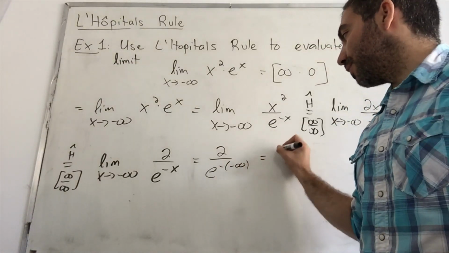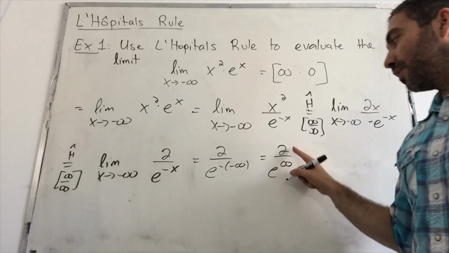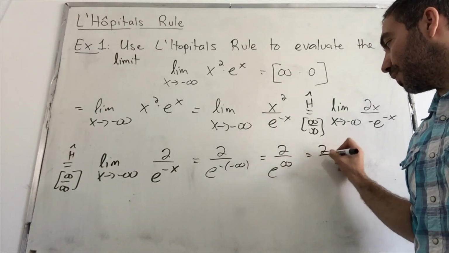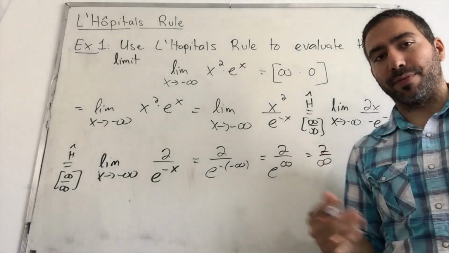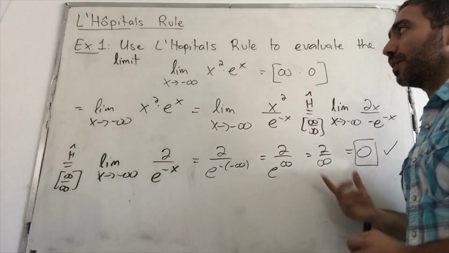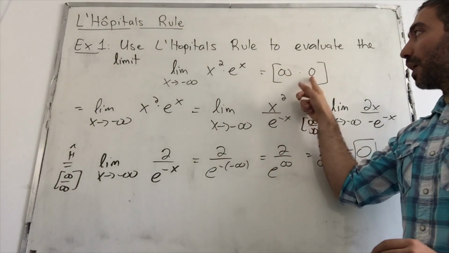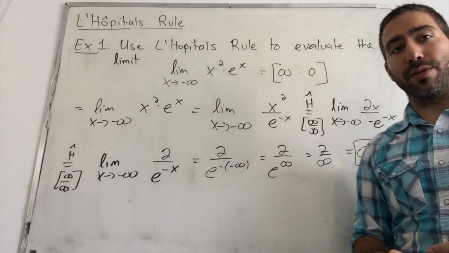Okay, this gives us 2 over negative, negative turns it positive, 2 over e to the infinity, which is 2 over infinity. And again, a number divided by a very large number, infinity, gives us 0. And this is the answer to this limit. We're done. Okay. So multiplying 0 times infinity is not always going to give us 0. It depends on the functions.